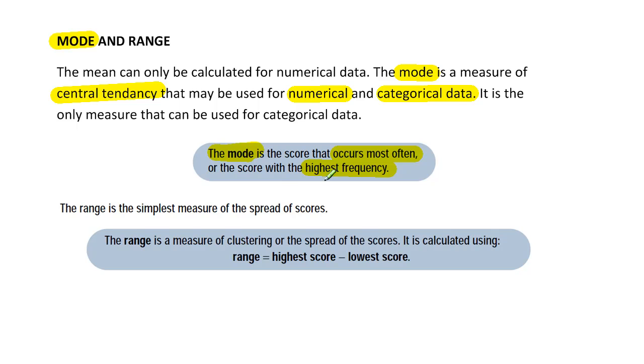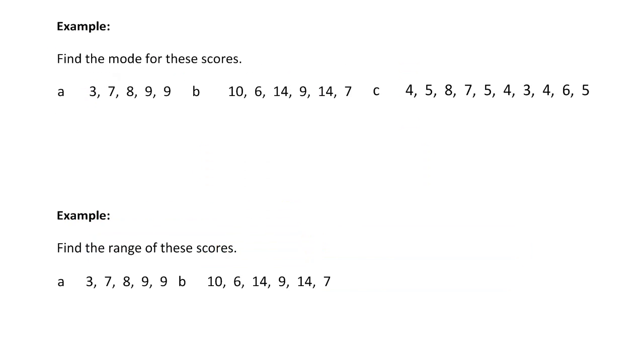The range, on the other hand, tells us a little bit about how spread out the scores are. The range is the measure of spread. It says clustering or spread of the scores. So are the scores grouped close or are they spread out? And you simply calculate the range by taking the highest score and the lowest score and subtracting the lowest from the highest. So now we can do this with a couple of examples.